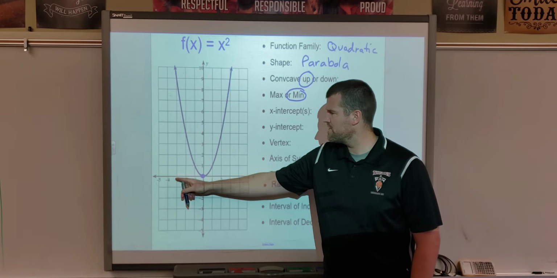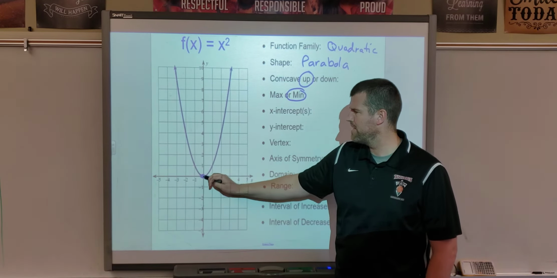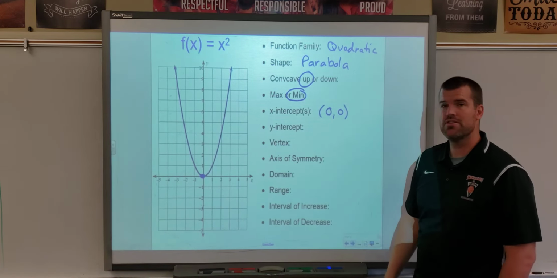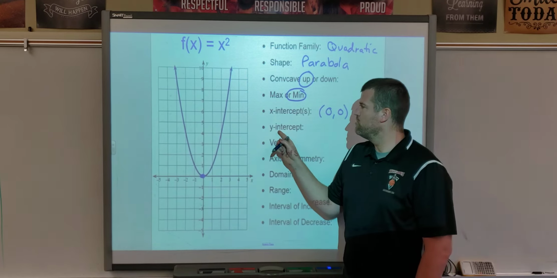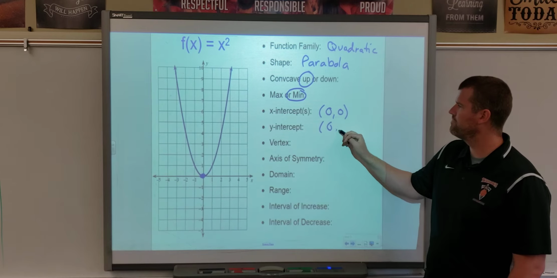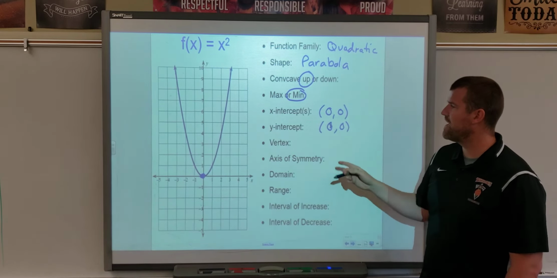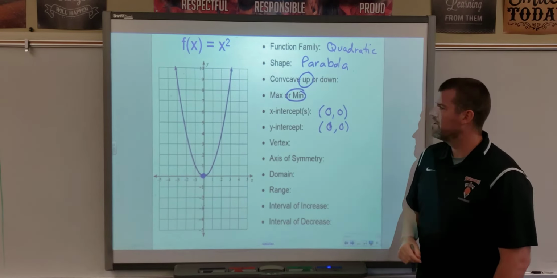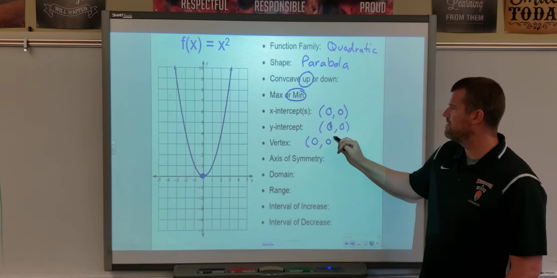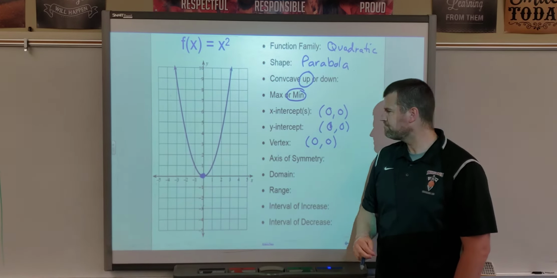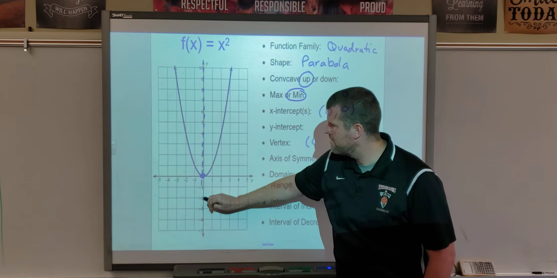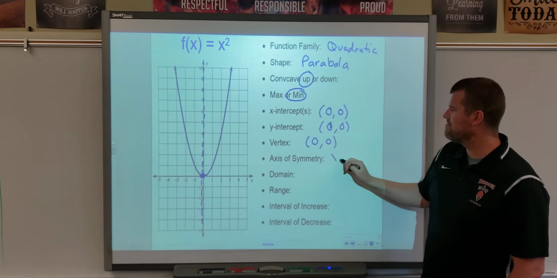X-intercepts, this one, we only actually touch the x-axis one place. So this one only has one x-intercept, and it's at 0, 0. It's a little bit unique because the y-intercept is also at 0, 0. So it is possible for an x-intercept and a y-intercept to be at the same place. The vertex is also 0, 0, right? That's where we're changing direction. The axis of symmetry, if we go straight through the middle of the vertex, that's going through 0, so x equals 0.